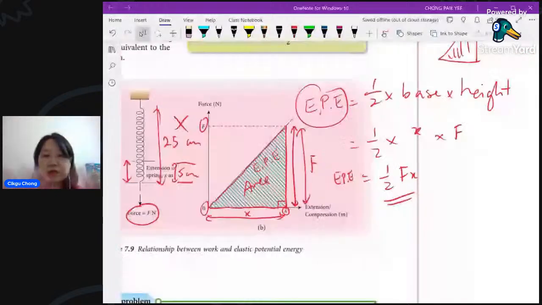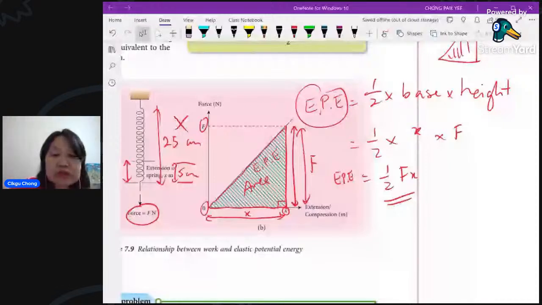Whenever they give you a graph like this and ask you to find your E.P.E, just find the area of the triangle under the graph there. And how to find it, you always think of half times base times height. And if they don't give you a graph, they just ask you for E.P.E, just remember half F times x. Okay, let's do one question, then you understand.